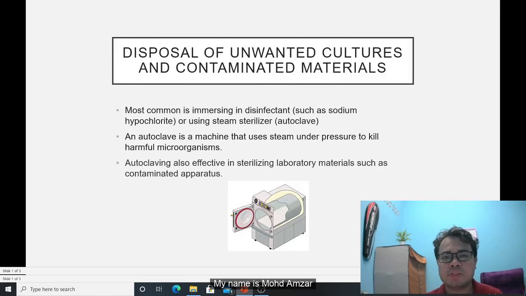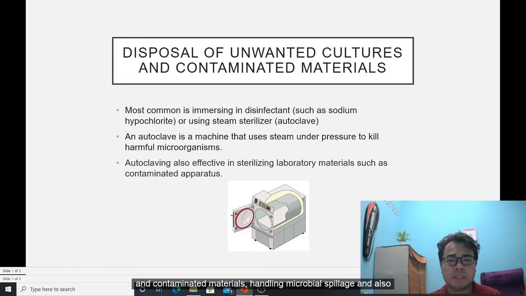Hello everyone, my name is Muhammad Amza bin Muhammad Zahir, and for my part I will explain how to dispose of unwanted culture and contaminated materials, handling a microbial spillage and also sterilization after microbial work. So let's take a look at the first one, which is the disposal of unwanted culture and contaminated materials.